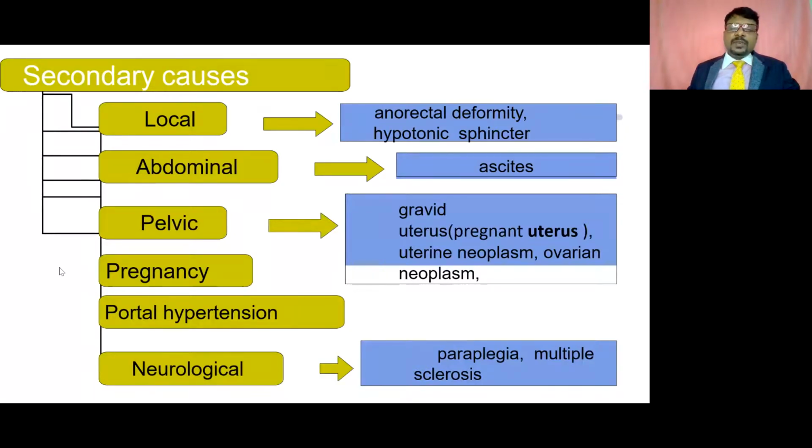So we can know the causative factors if we identify whether it is because of a sphincter muscle problem, a dietary problem, or a neurological problem. If we diagnose properly, the treatment will be very easy.